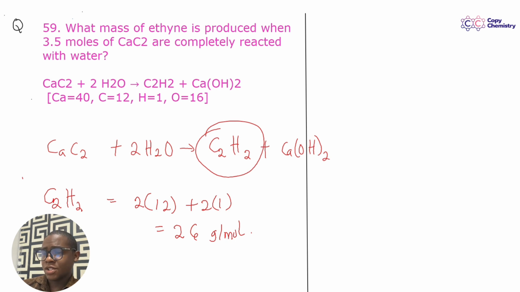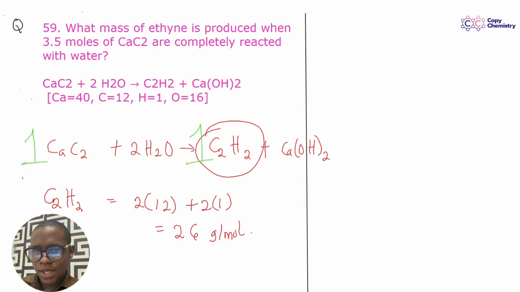What mass of ethine is produced if I have 3.5 moles of calcium carbide? From this equation, you can see that 1 mole of your calcium carbide produces 1 mole of your ethine. So that means that 3.5 moles of calcium carbide will also produce 3.5 moles of ethine. It's logical, right? So the moles of ethine produced in this question is going to be 3.5 moles.